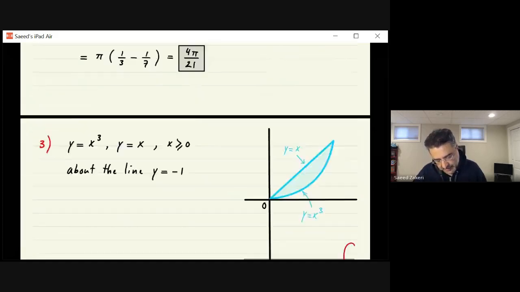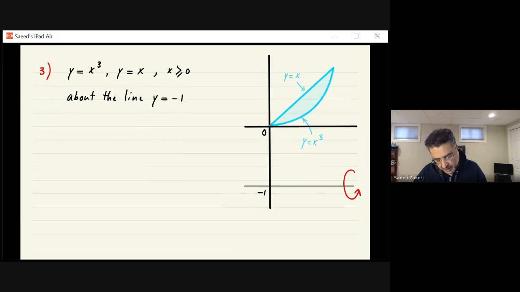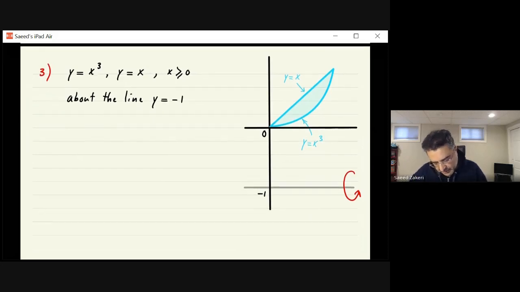Now, in my next example, I want you to do this. Take the same region. So I'm not changing the region. Again, the region bounded from above by x, from below by x cubed. But I don't want you to rotate it around the x-axis. I want you to rotate it around this line, which is the line y equals -1. The x-axis is the line y equals 0. This time, I want you to rotate around the line y equals -1, which is further down. So it stays farther than the x-axis relative to that region.